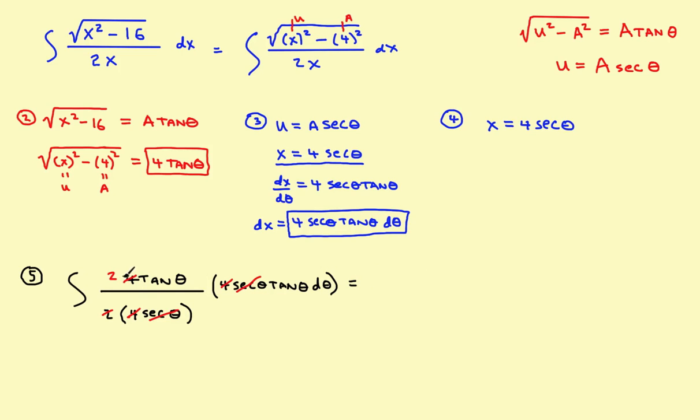You've got the constant 2 in the numerator. You can bring that outside the integral sign. And you've got the integral, and really all you've got here is tangent times tangent, which is tangent squared of theta. So this will turn into the tangent squared of theta d theta. Okay, so you've got it simplified as much as you can. Let's take a look at the next step.